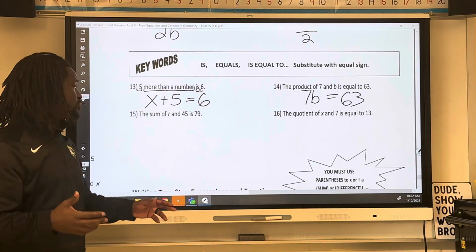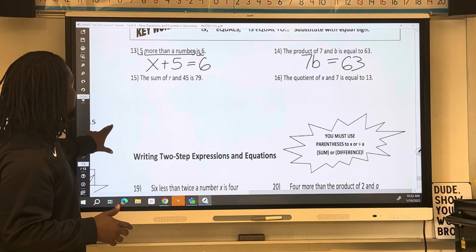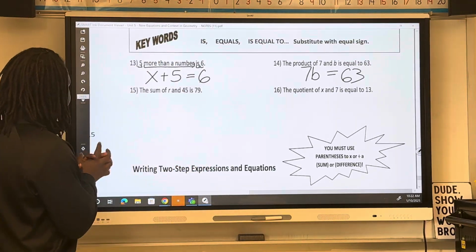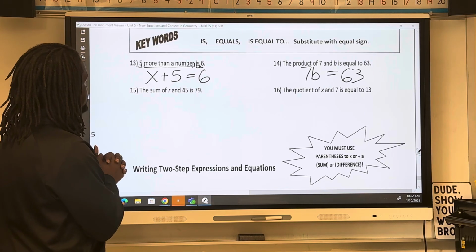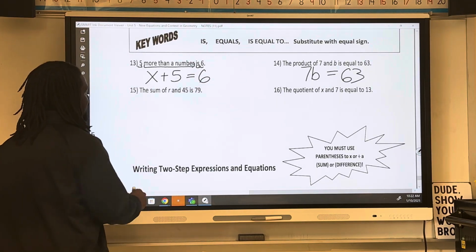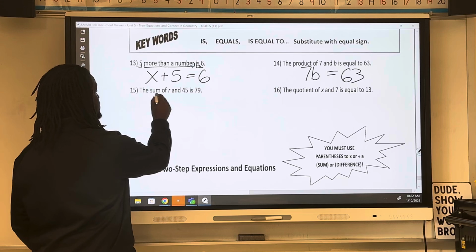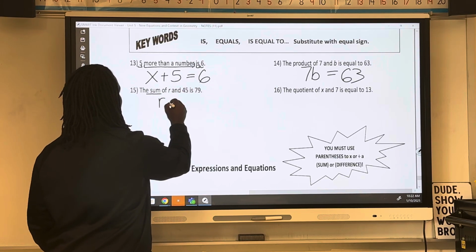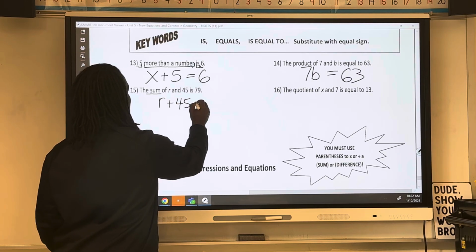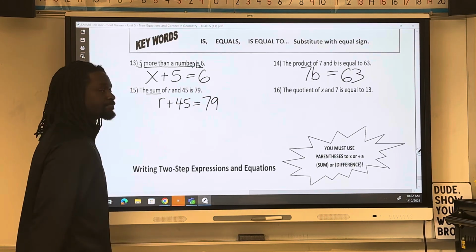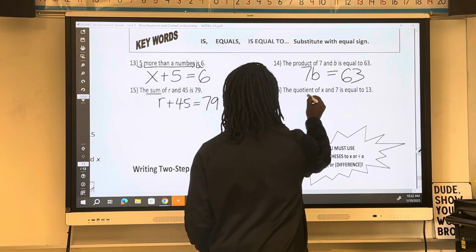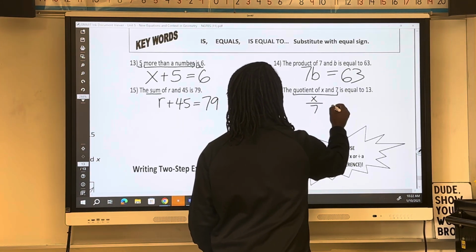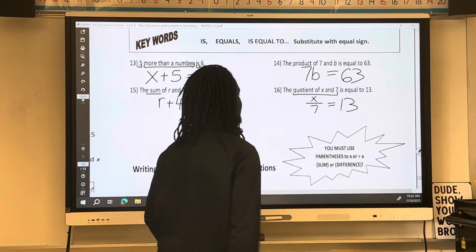All right. Now, hey, I want you to pause it, and I want you to see if you can do the next 2 on your own. All right, let's go ahead and finish this up. So we got the sum of R. So sum means we're adding. What are we adding? R and 45 is 79. And then the quotient of X and 7, that is X divided by 7, is equal to 13.